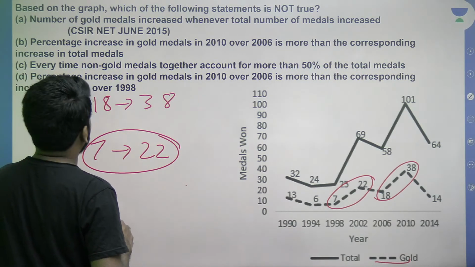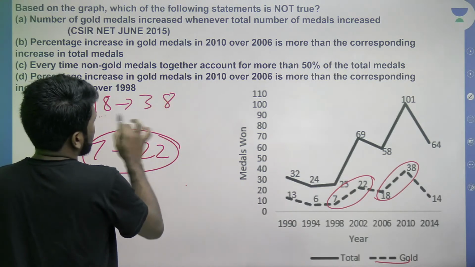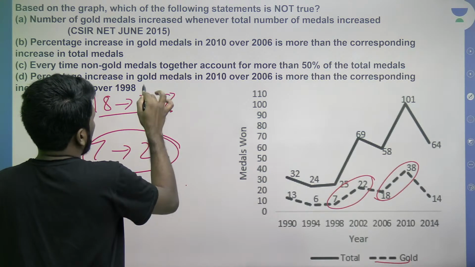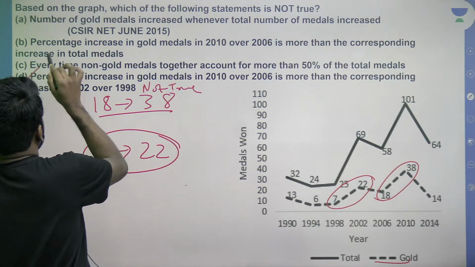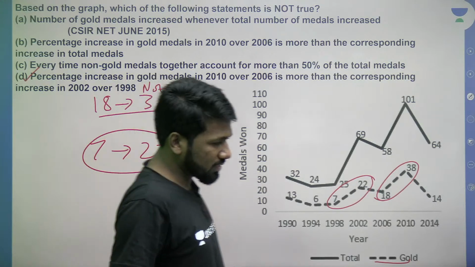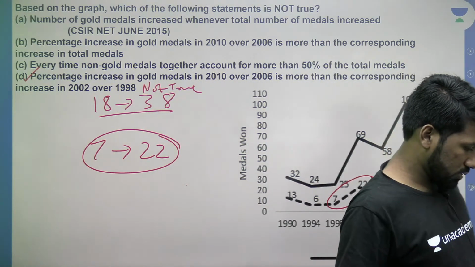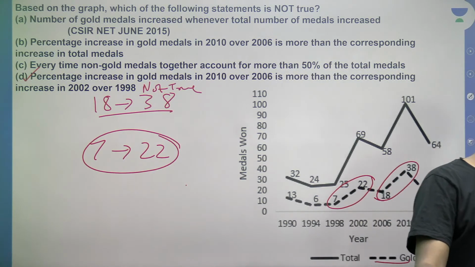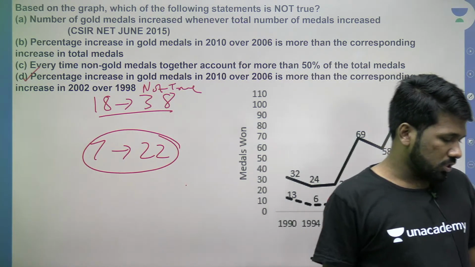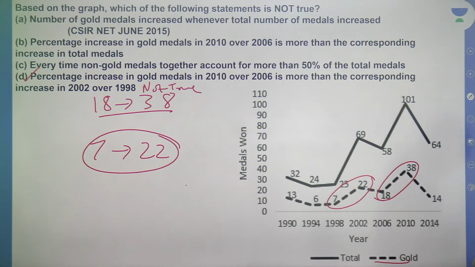This increase is bigger, but option D is saying that the other increase is bigger. So clearly that is not a true statement. Not a true statement. Did you all understand how option D is not true and hence the answer? Please respond. So option D is the correct answer.